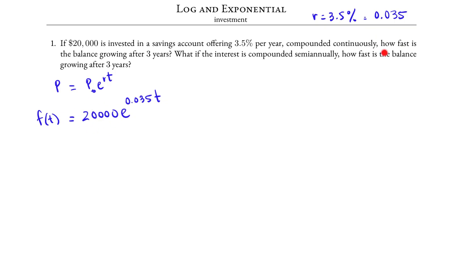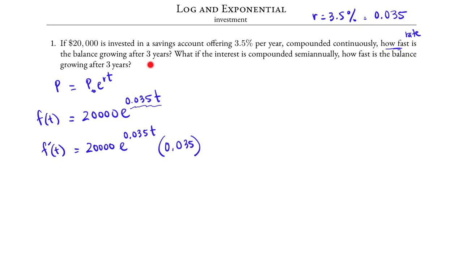The question asks for how fast, which means that we would need to find the rate, but the rate is the derivative, f prime of t. This is the derivative of f. 20,000 is a constant multiple, so we would rewrite this. The derivative of e to anything is e to the same thing. We rewrite the exponent first, and then we multiply by the derivative of the inside function, which is the derivative of 0.035t, which is 0.035 with respect to t.